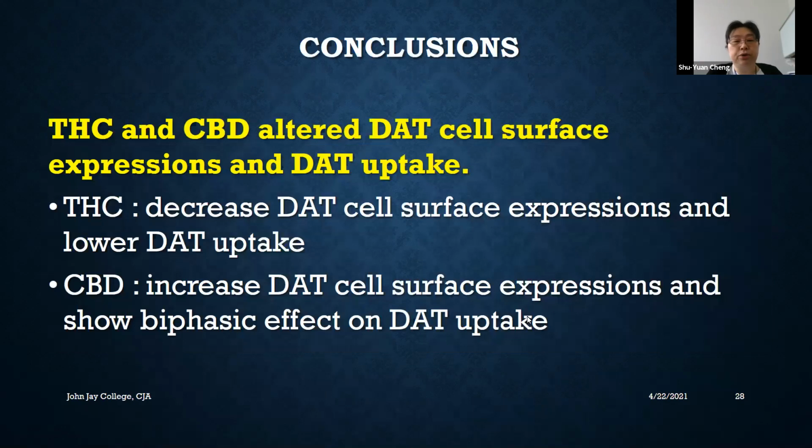So the conclusion is that THC and CBD can alter the dopamine transporter cell surface expression. THC decreases dopamine transporter on the cell surface, but CBD increases it. And for the functional assay, THC lowers dopamine transporter uptake, but CBD showed a biphasic effect. So this is what I have so far, and there's still a lot more I need to do.